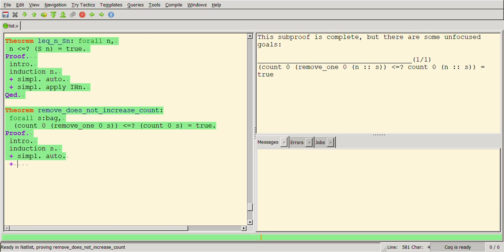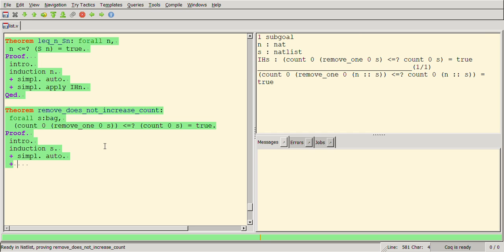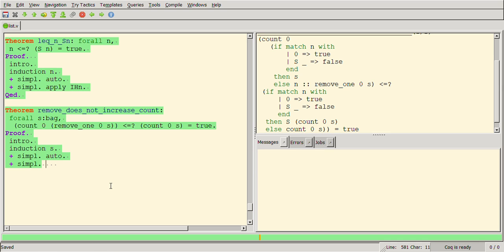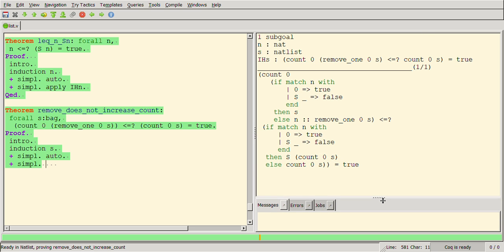And with the second subgoal, we can continue. Let me focus on the second subgoal first. We can continue with simplification, and okay, so now we have a very complicated subgoal, and here we have a number of pattern matching match with statements, and this looks a bit complicated, but the goal is not that complicated.